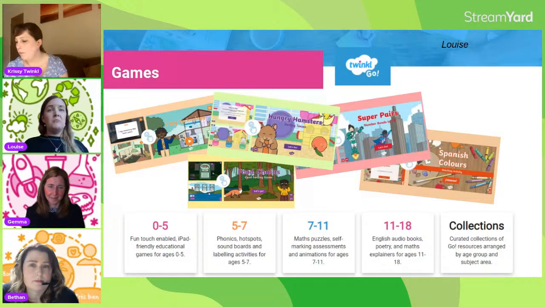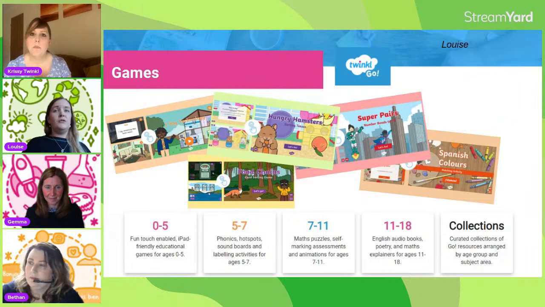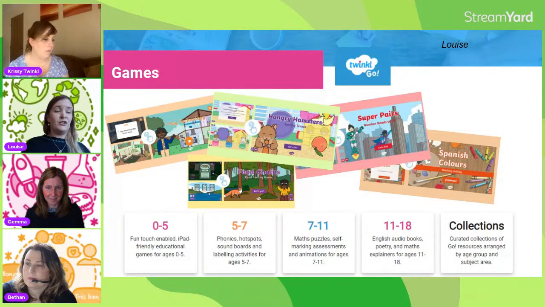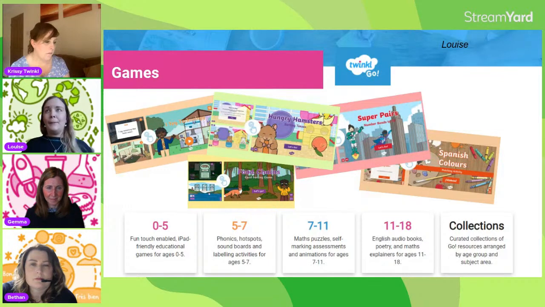To find them, you can find the games in the main Go section of the website, and it's a bit like PlanIt. You can just literally type Go into that top bar and the Go page will come up, and that will give you all the games that you can find on the Twinkl site. But there are also ones in some of the individual PlanIt units as well, which are specifically linked to those units too.